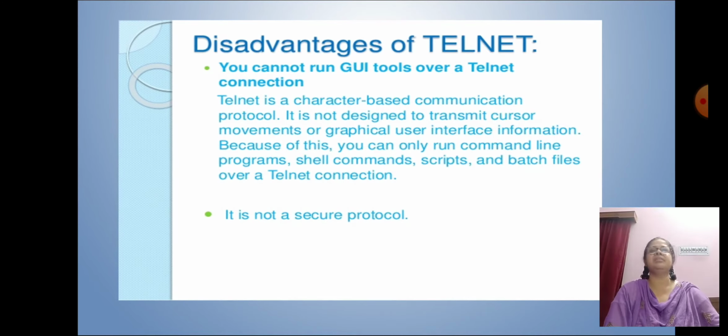First of all, let us discuss some of the advantages of Telnet. Then we will discuss the disadvantages. Some of the advantages of Telnet are: it can be used to send or receive information. It helps in administration of the network element.